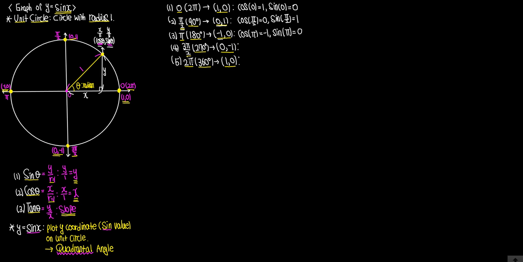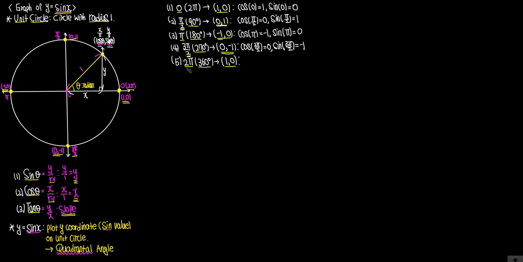Fourthly, when we rotate the angle 3 pi/2 radian to 270 degrees, then the coordinate is (0, negative 1), where the cosine of the main angle 3 pi/2 radian is equal to 0, and the sine of the main angle 3 pi/2 or 270 degrees in terms of degrees will be negative 1 as a y value.